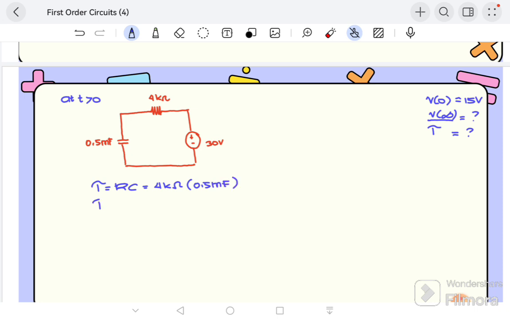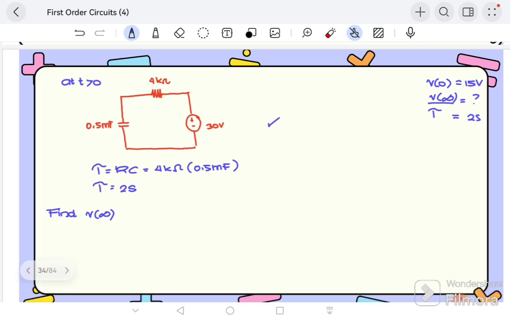So, we get tau: 4 times 0.5 is 2, K times milli is 1, so we have 2. The unit is second. Tau is 2 seconds. Now, finally, find the voltage as t approaches infinity. For the voltage as t approaches infinity, the reference circuit is the circuit at t greater than 0. Take note, t approaching infinity means the circuit has been connected for a long time.